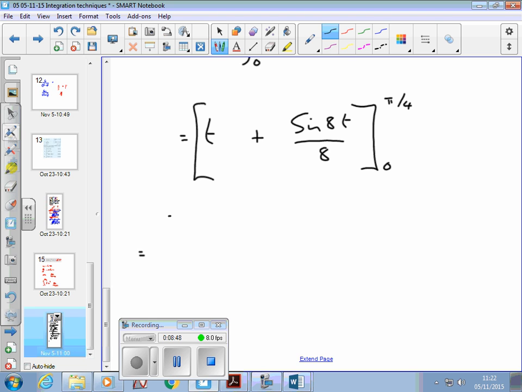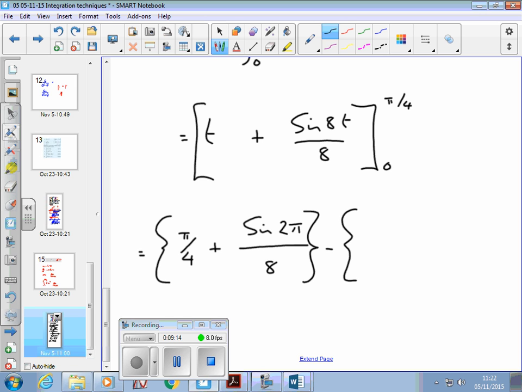So that will equal pi over 4 plus sine 8 times pi over 4, which is 2 pi, over 8, minus 0 plus sine 0 over 8.